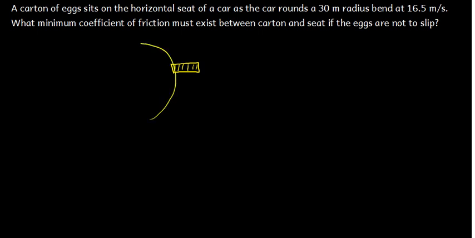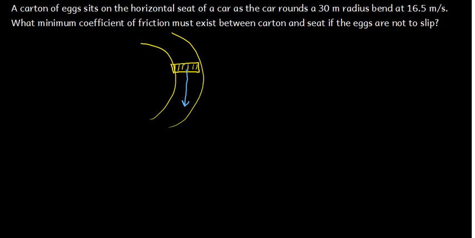So there is a bend here which the car is rounding. Now, what minimum coefficient of friction must exist between the carton and seat if the eggs are not to slip? Firstly, what are the forces acting on this same carton of eggs?